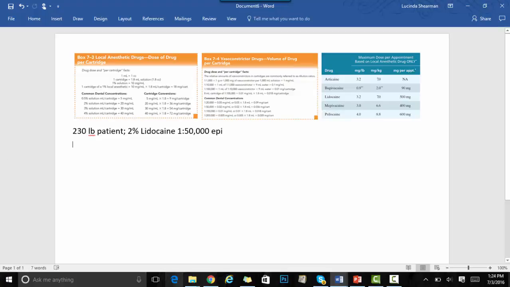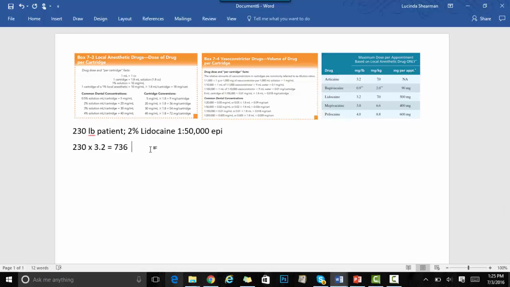Let's do the same calculations for a patient who weighs 230 pounds and will receive 1 to 50,000 epinephrine. Determine the patient's MRD for lidocaine. They weigh 230 pounds, and you'll multiply that by lidocaine's milligrams per pound chart at 3.2, and that will equal 736 milligrams of lidocaine based on the patient's weight. Now, this is over the absolute MRD for lidocaine, which is 500 milligrams. So this patient can have no more than 500 milligrams of lidocaine.